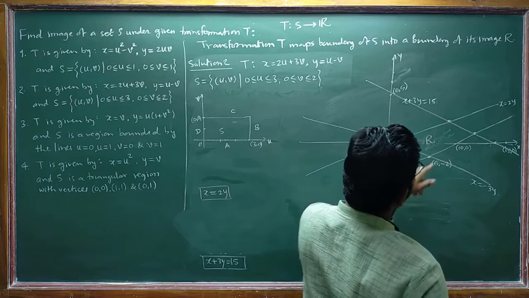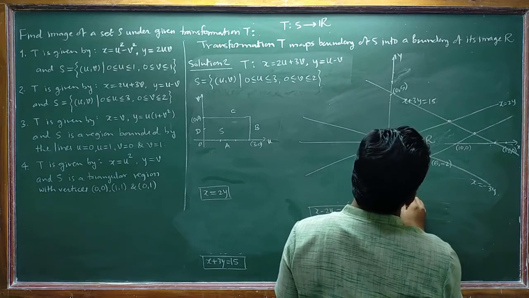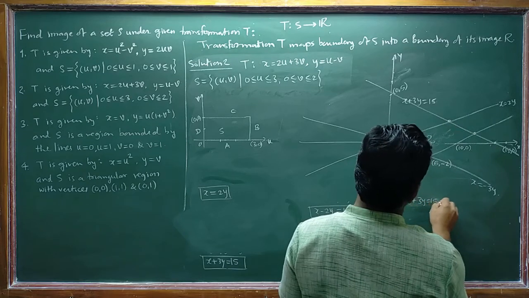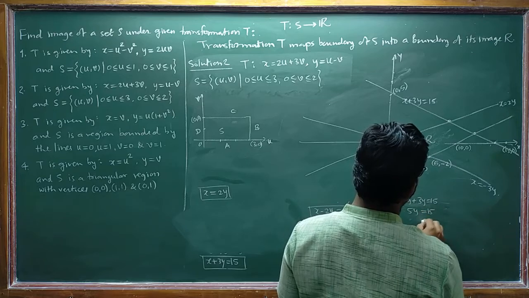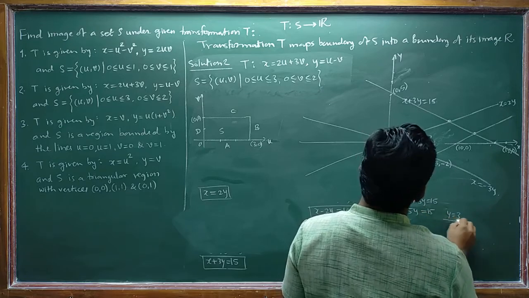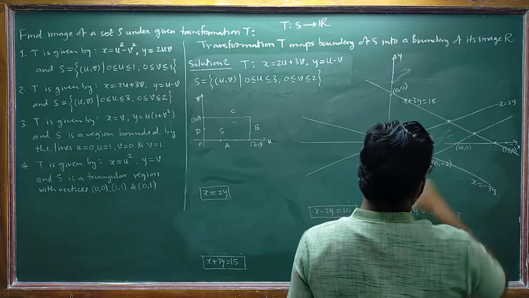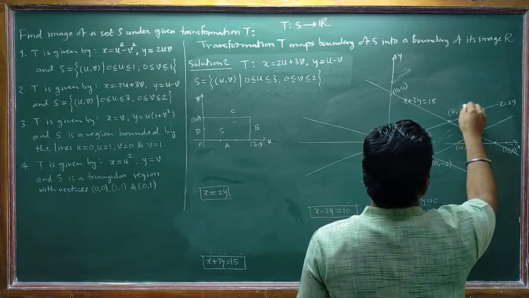Okay. What about the point of intersection of these two lines? x plus 3y equal to 15. So 2y plus 3y is 15. So 5y equal to 15. So y is 3. So x is 6. It is 6 comma 3.